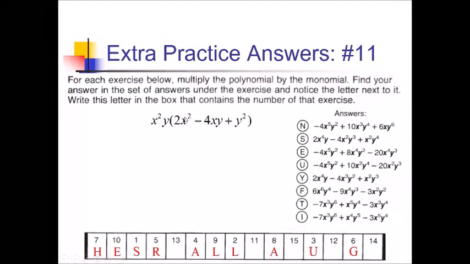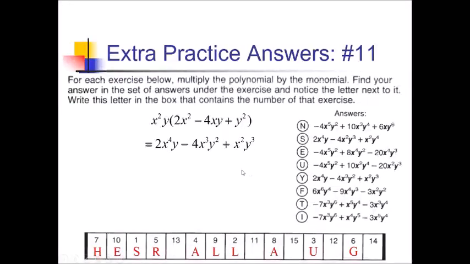Multiplying by the first term, we've got a 2 out in front. X squared times x squared is x to the 4th, and y is just along for the ride. Next, multiplying by negative 4xy, that's going to be negative 4, and then x squared times x is x cubed, and y times y is y squared. And then finally, multiplying by that last term, x squared is still there, and then y times y squared is going to be y cubed, so x squared, y cubed.